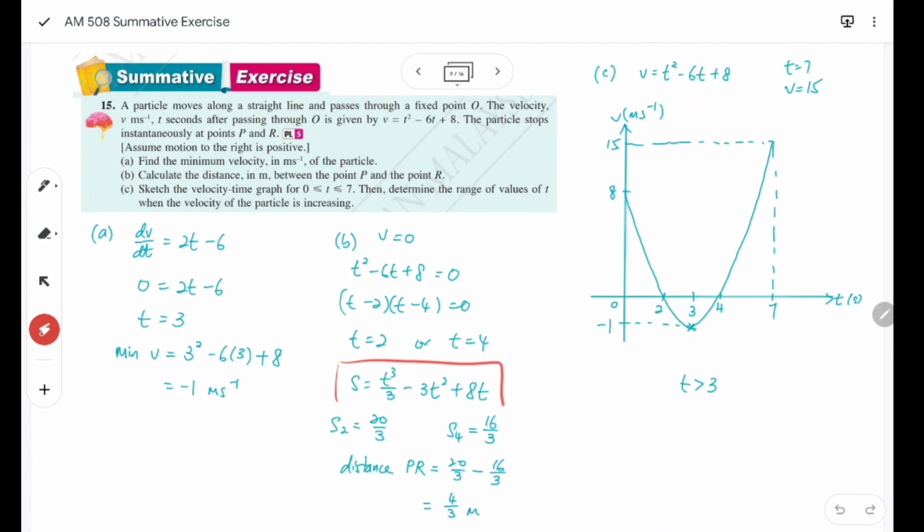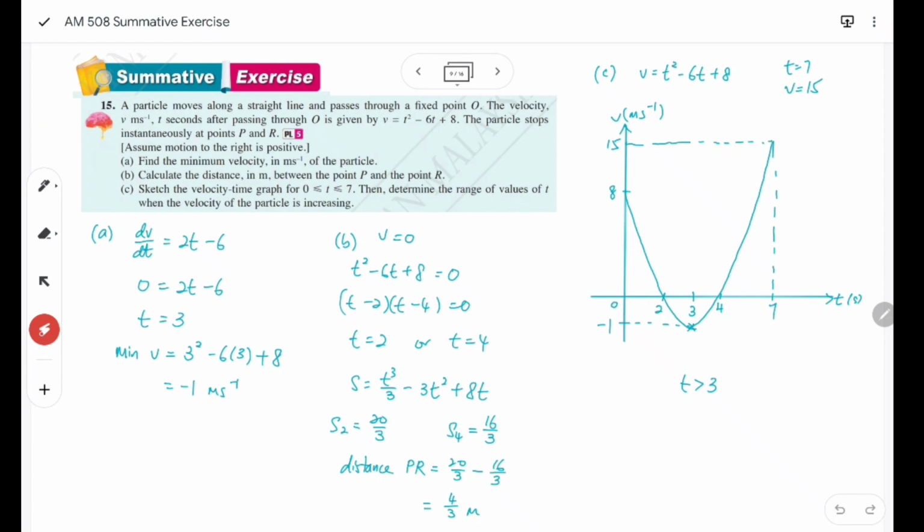We need to get the displacement function by integrating the velocity function first. Alright? So after integrating, we'll get our complete displacement equation s equals t cubed over 3 minus 3t squared plus 8t. Okay, so when t equals 2, we will get s is 20 over 3. When t equals 4, s will be 16 over 3. So we want the distance between point P and R, so we find the difference between the two displacements. So we'll get 4 over 3 meter.